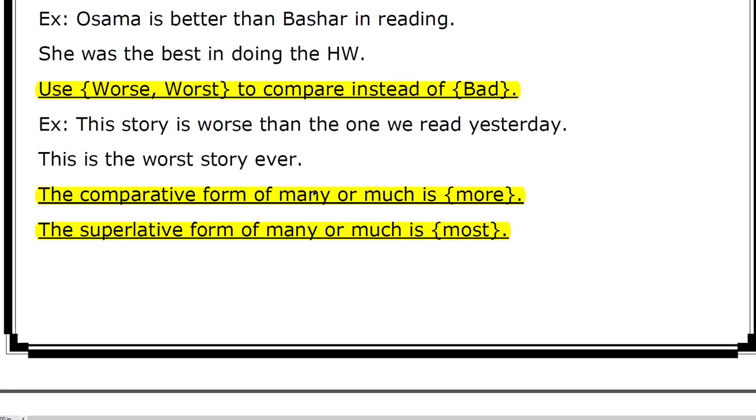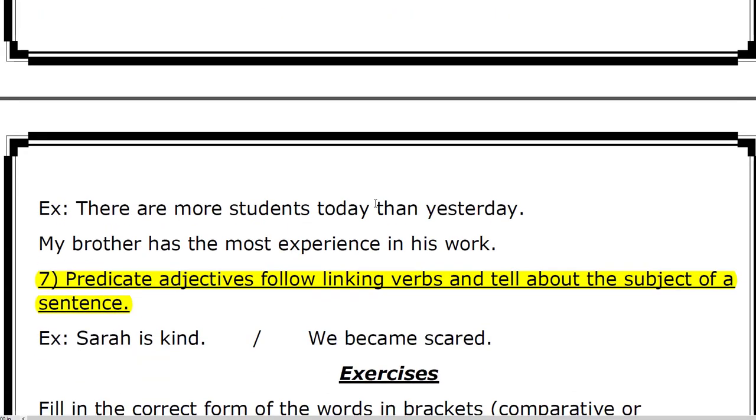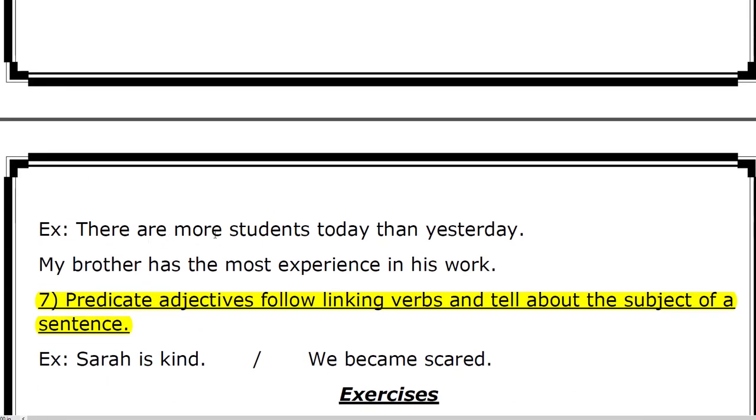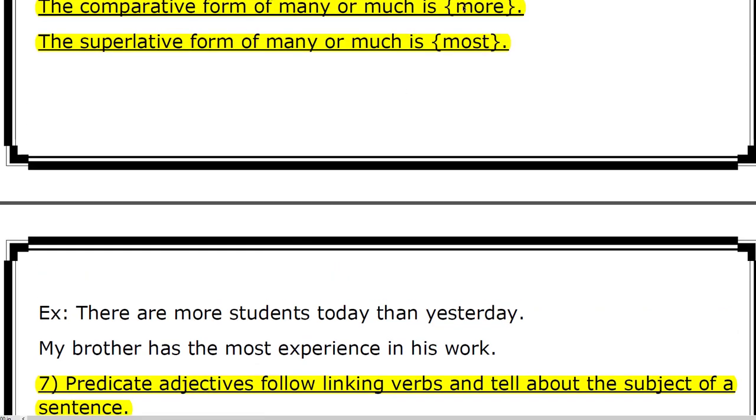The comparative form of many or much is more. The superlative form of many or much is most. Let's take an example. There are more students today than yesterday. So, more, I'm comparing between today and yesterday. We used more as a comparative form from the adjective many or much. Another one, my brother has the most experience in his work. Most is the superlative form from many or much.